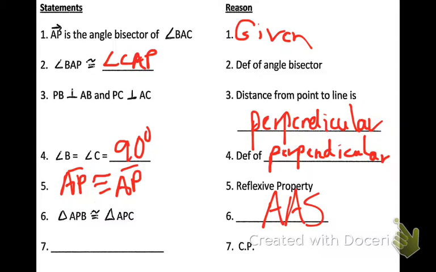So then what would be my last statement? What would I end the proof with? That's right. Yeah, speak up. Yeah, another way we could say that is PB equals PC. Our corresponding parts.